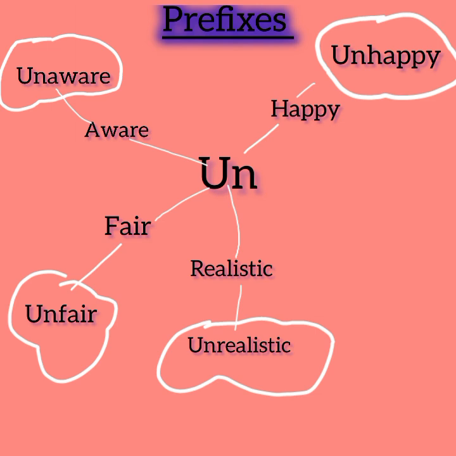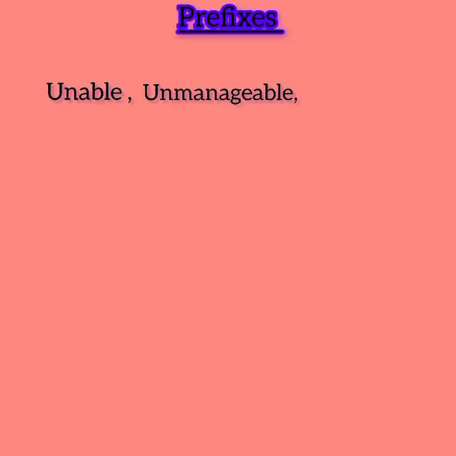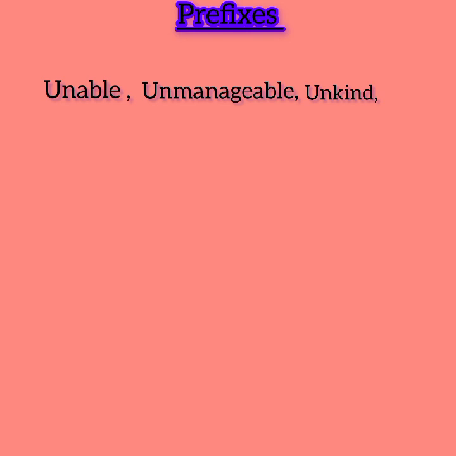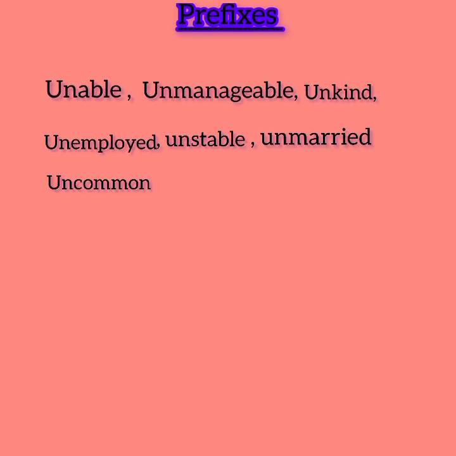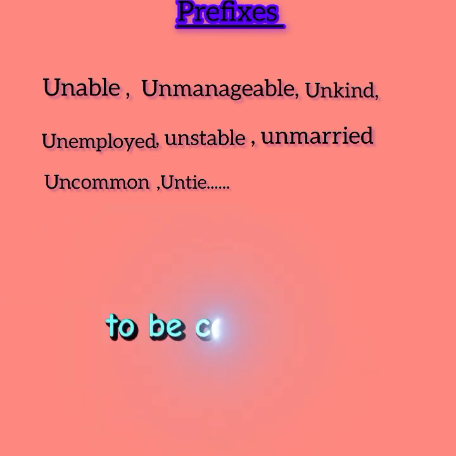So in this way, the prefix un changes the meaning of its root word, and it always makes the opposite of the root word to which we are adding it. And there are hundreds of words with the prefix un. For example, unable, unmanageable, unkind, unemployed, unstable, unmarried, uncommon, untie, and so on. There are a lot of other words.